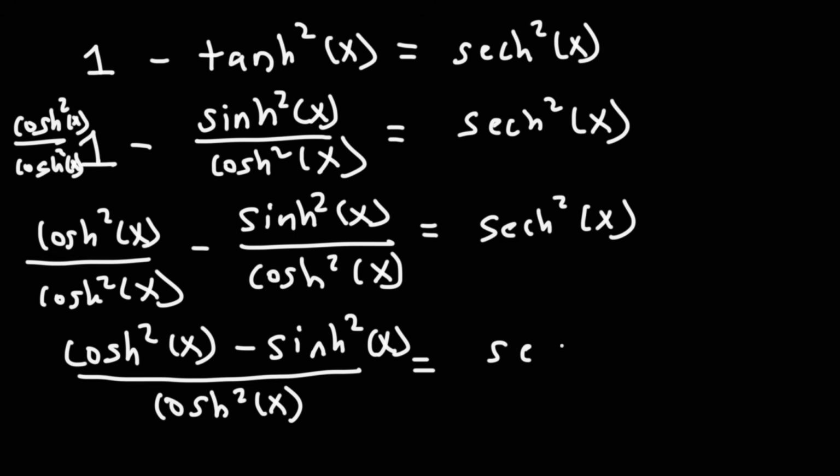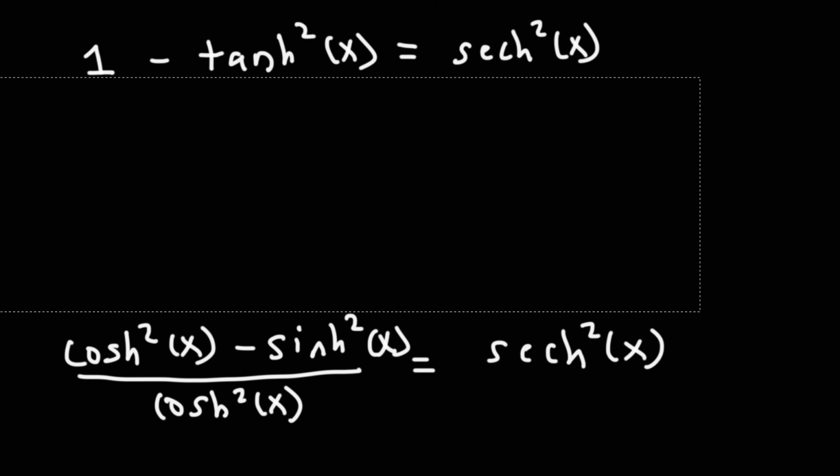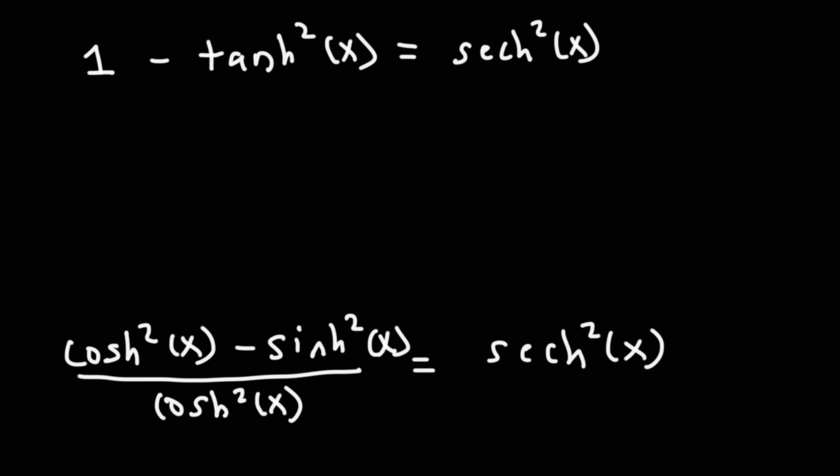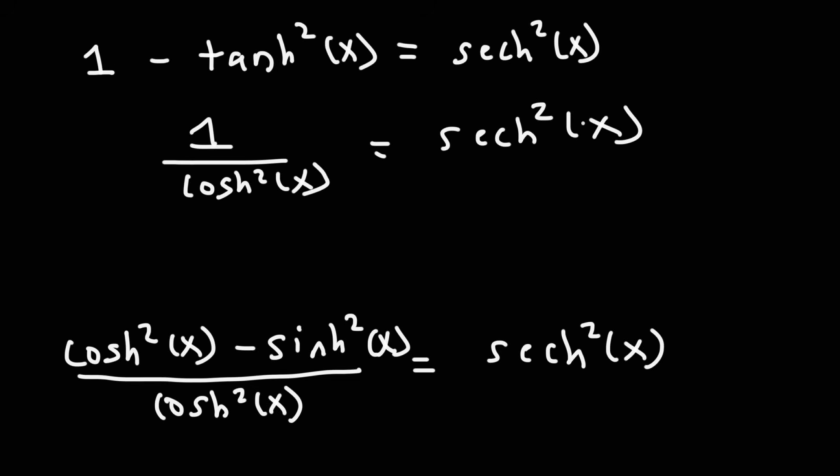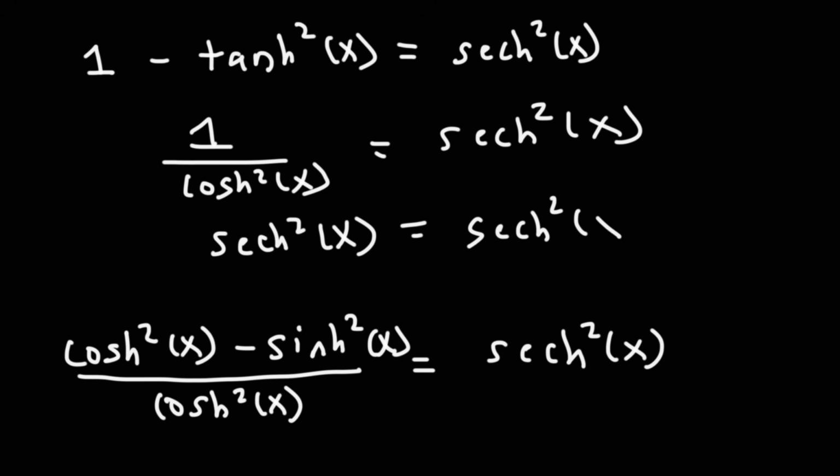Now from the last example, we saw that cosine squared minus sine squared is equal to 1. So now we have 1 over cosine squared is equal to secant squared. And 1 over cosine is secant, so we have secant squared is equal to secant squared. So that's it for this verification.